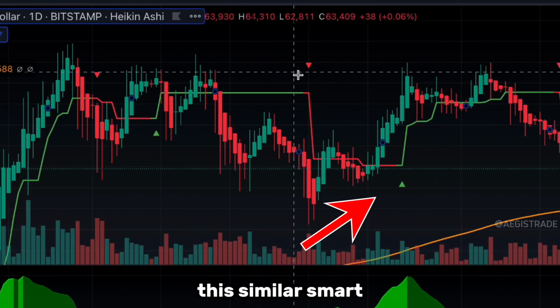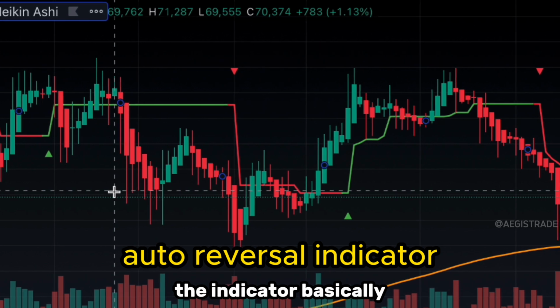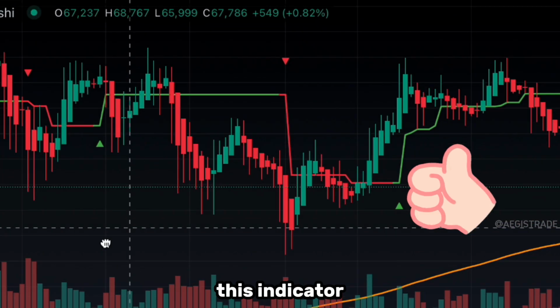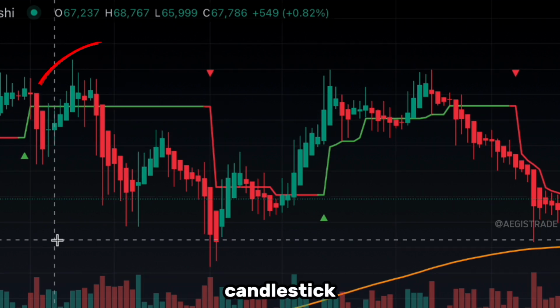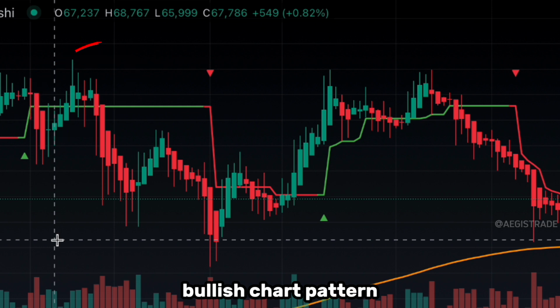Do you need this similar smart money reversal indicator? The indicator basically can show the reversal of trend clearly. When a red candlestick turns into a green candlestick, it shows the beginning of a bullish reversal chart pattern. You can start to plan for your buy or long position based on this.